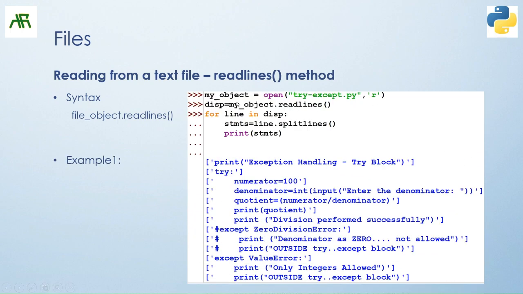So I'm assigning my object to a particular variable, and for each line in that variable or the object, line split the lines and print those statements. So in this case, I'm going to get each line as a list item. This will be useful in case there is actually data that needs to be processed, and each line will be printed as a separate one.